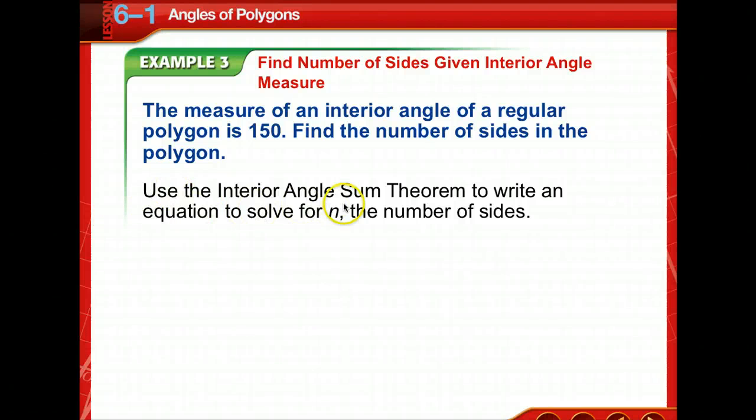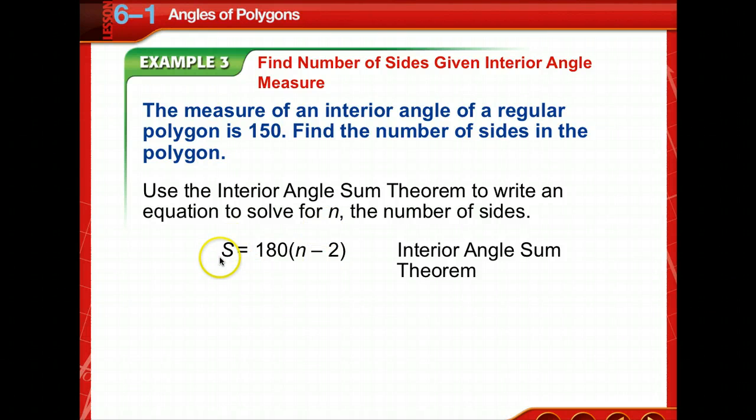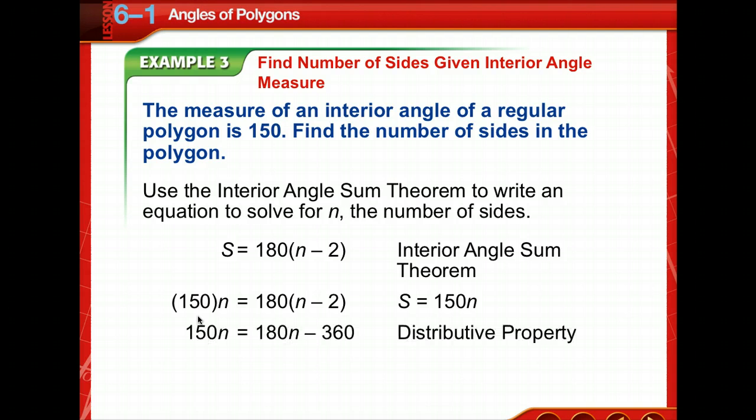So we're going to use the interior angle sum theorem to write an equation to solve for n. We know that the sum is 180 times (n minus 2). If we know that the measure of an interior angle is 150, and we multiply that by the number of sides, isn't that equal to 180 times (the number of sides minus 2)? So instead of s, we can use 150n in this particular case, because this regular polygon has 150 as the measure of one interior angle.